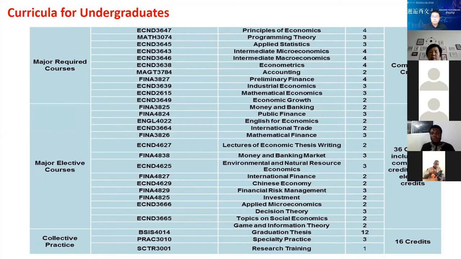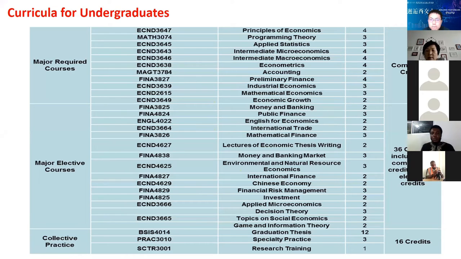So basically, I think most of the foreign students coming to our center like to pursue the master's and PhD degree. And most of you might have got an undergraduate bachelor degree. And these are the pre-courses if you want to come to our center. If possible, you can prepare some training in basic undergraduate courses, like principles of economics, programming theory, applied statistics, intermediate macro and micro, and basic econometrics. And also we have some finance courses, mathematical economics, and international trade and macro courses. And these are the basic undergraduate curriculum for you to refer.